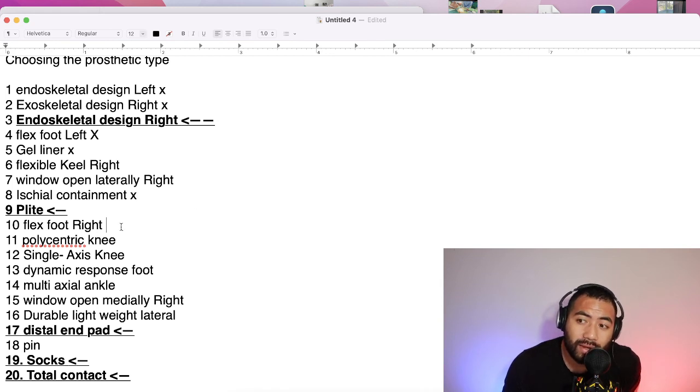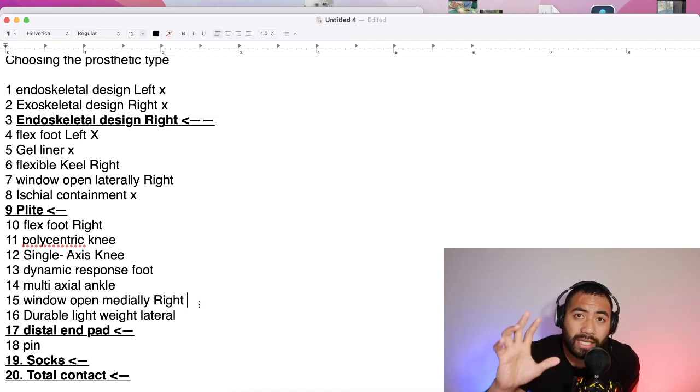And then we're going to do right flex foot. Right flex foot, we're going to think about that one because it's right instead of left, which is great. Polycentric knee, that's pretty okay. But we're not in the knees yet. We're not doing knees yet. We're not doing feet yet. We're not doing ankles yet. We're still thinking socket, right? We're working our way down.